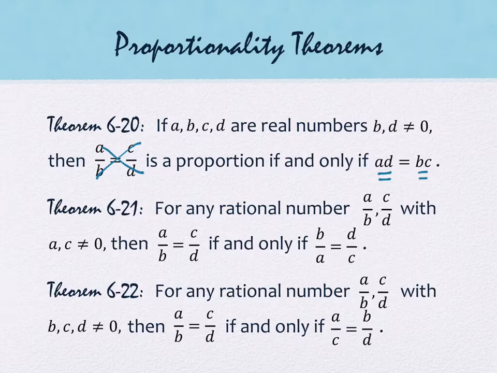Theorem 621 says, again, if A over B is equal to C over D, that there's another ratio proportion that we can set up, that B over A is equal to D over C. Comparing these two, what did we do to get that second ratio?